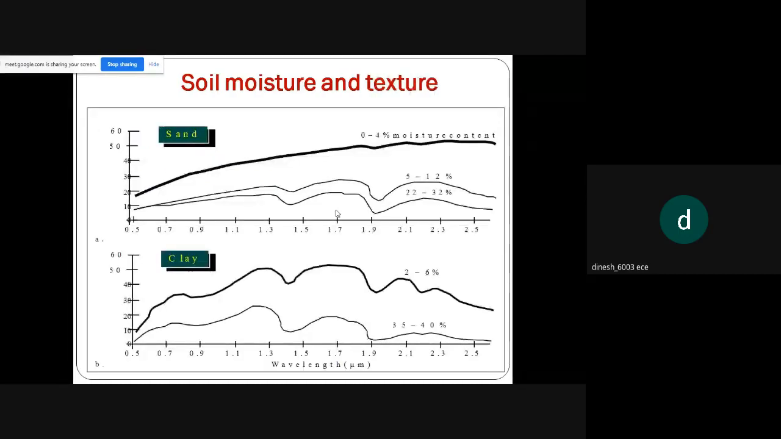You can see two different soil moistures and textures for sand material and clay material on the surface of the earth. You can see the reflectance for sand is around 0 to 4% moisture content, the dark black color is around that. Whereas for clay it is around 2 to 6% at different wavelengths. And here from 5 to 12% is the moisture, and here it is 22 to 32 reflectance. So depending upon the soil moisture and texture, we can find whether it is sand or clay.